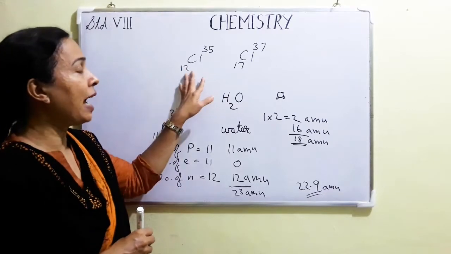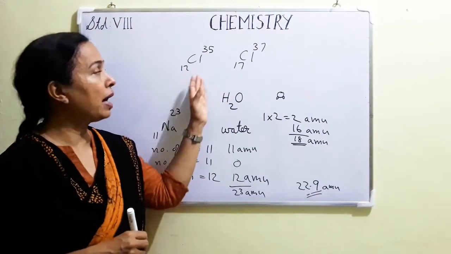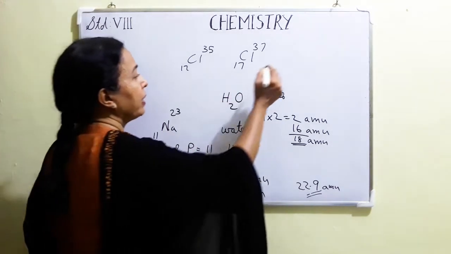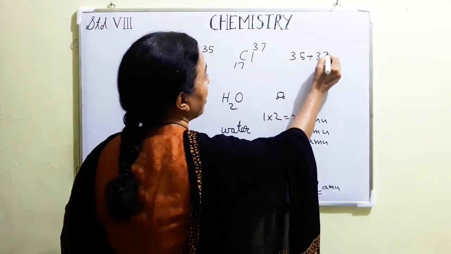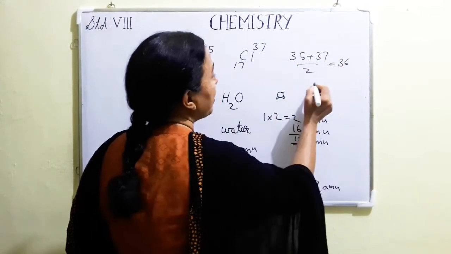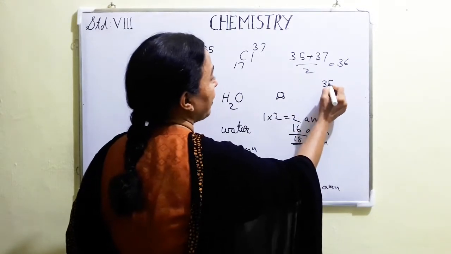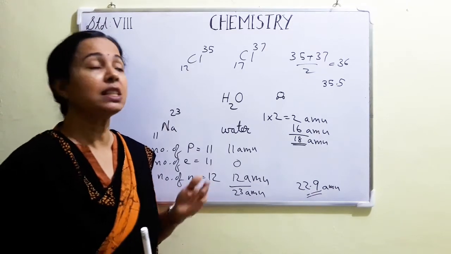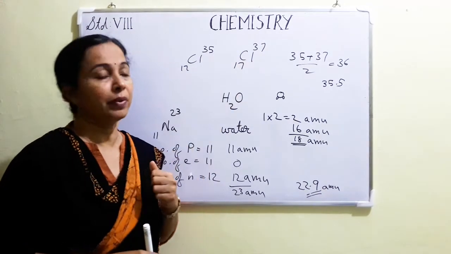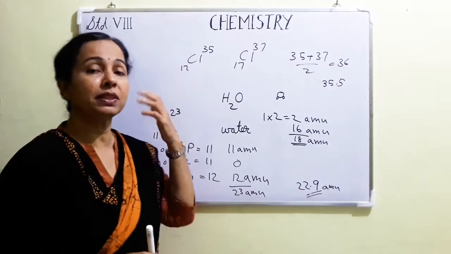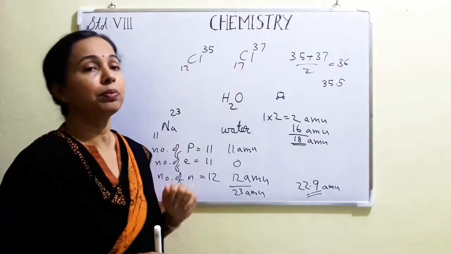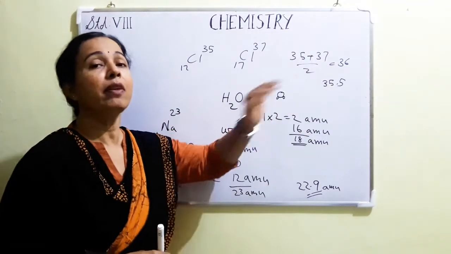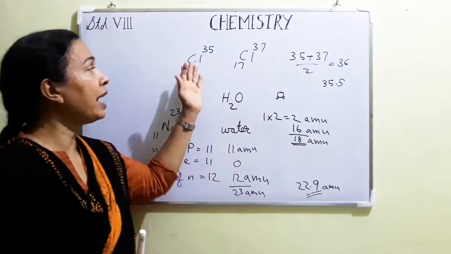It is because we are taking the average of both the chlorine atoms' atomic mass. Average is taken. But it is not simply the average. 35 plus 37 by 2 will be equal to 36. But the actual atomic mass of chlorine is 35.5. Why is it so? We are considering the percentage in which each of the isotopes is present in nature. It is seen that the isotope chlorine 35 is present much more than the isotope with mass number 37. So when we calculate the atomic mass, we will consider the percentage in which they are present in nature.